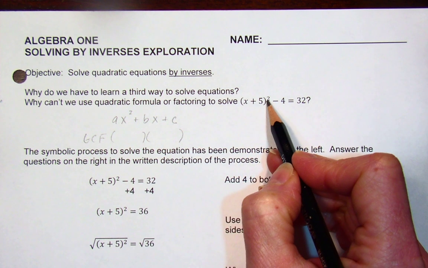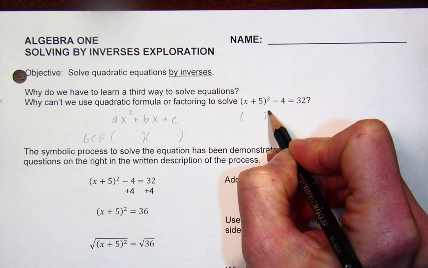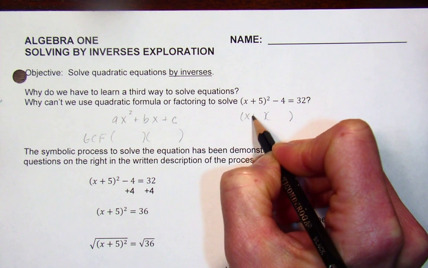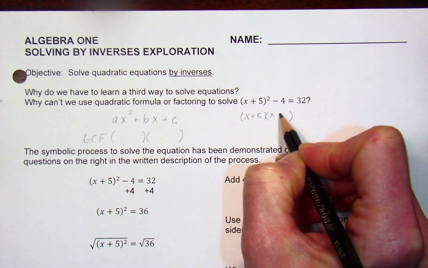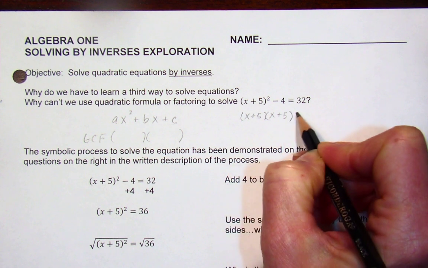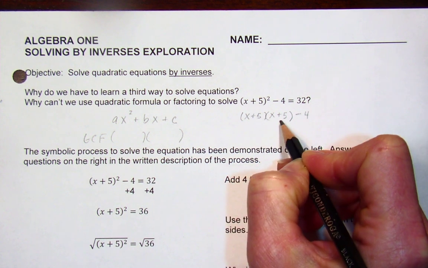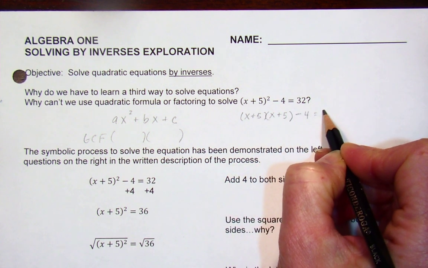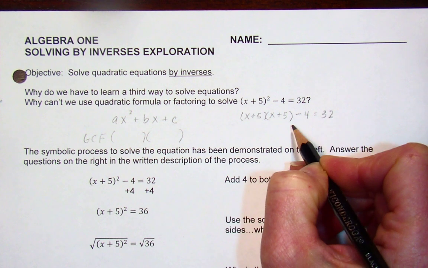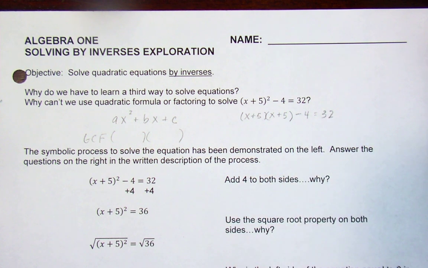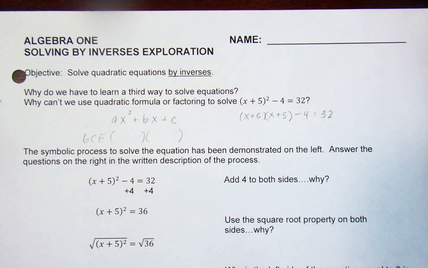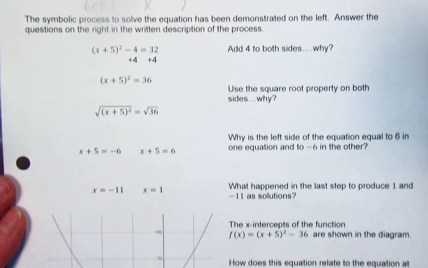I would have to apply this exponent, and remember, squaring means something multiplied by itself. I would have to do the double distribution, subtract the 4, somehow get the 32 over onto this side, and turn it into standard form. That would be a big headache, so let's solve by inverses instead.